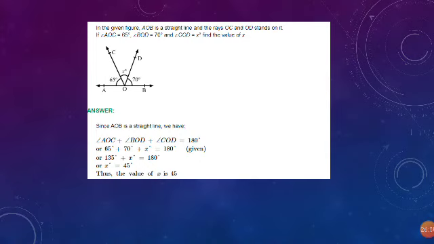In the given figure, angle AOB stands on the line. Angle AOC equal to 65 degree, angle BOD equal to 70 degree, angle COD equal to x degree. Find the value of x. Angle AOB is a straight line. Angle AOC plus angle BOD plus angle COD equal to 180 degree. 65 degree plus x degree plus 70 degree equal to 180 degree. 70 plus 65, 135 degree plus x degree is equal to 180 degree. X degree is equal to 45 degree.